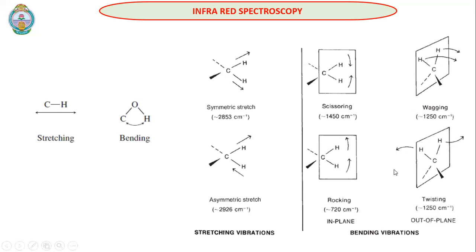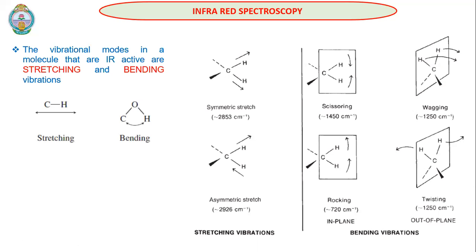So for stretching vibrations, we have two different types, symmetrical and asymmetric. Bending vibrations also have two types, in plane and out of plane. In plane is categorized into rocking and scissoring. Out of plane is again categorized into twisting and wagging.